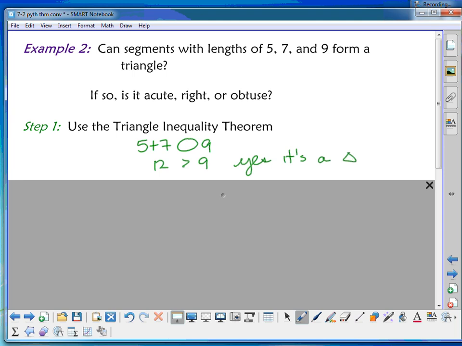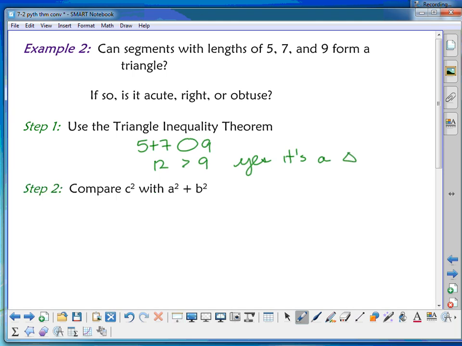And then the next step we're going to do is compare c squared with a squared and b squared. So again, we want to start with the c squared. We're going to compare that to a squared plus b squared and see whether it's less than, equal, or greater than. So c is always my largest number. So up here, 9 is going to be my c. So how does 9 squared compare to 5 squared plus 7 squared?